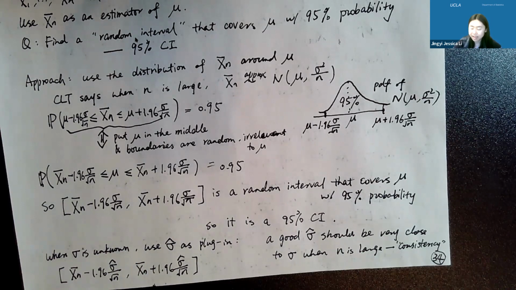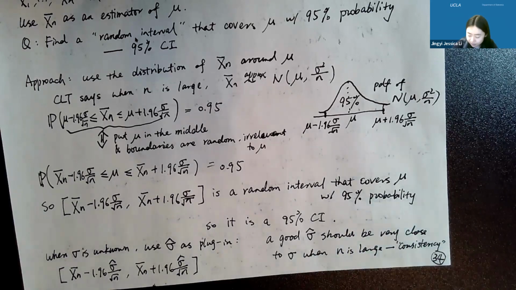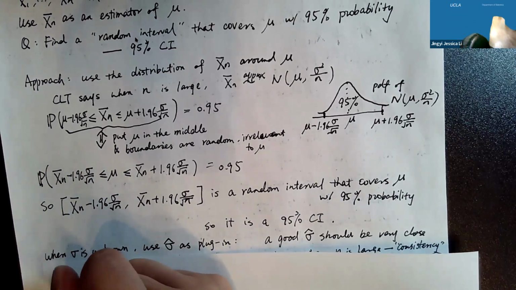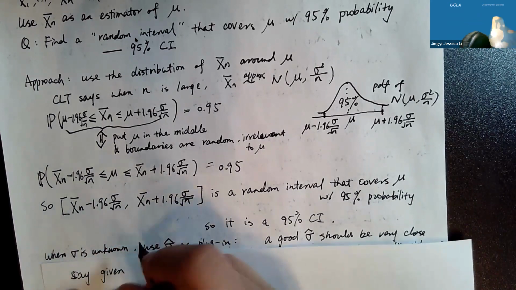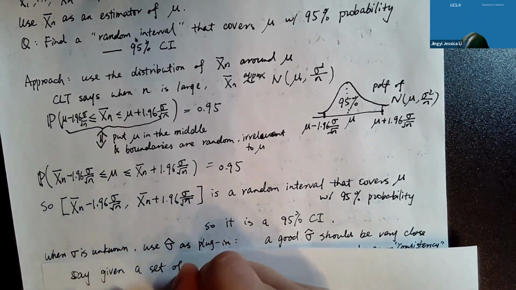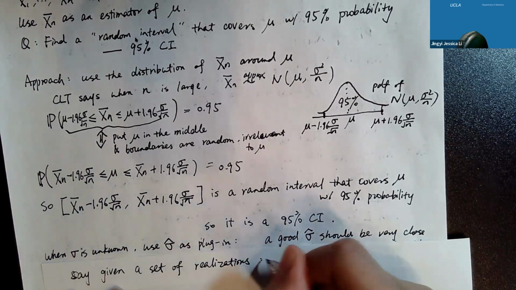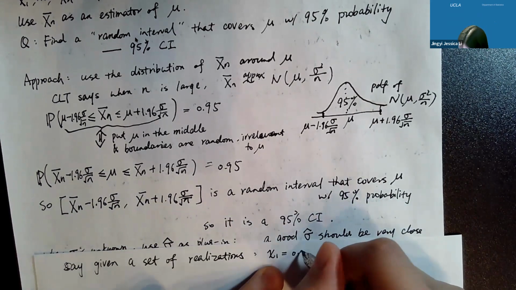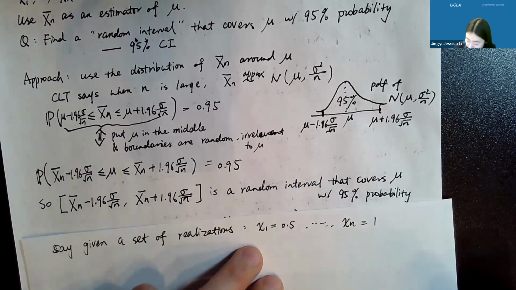Okay, so I think that's the biggest confusion people have. For example, one wrong way to say it is, let me just continue writing this. Given a set of realizations, let's say x1 is 0.5 to xn is 1. So you have those n numbers.